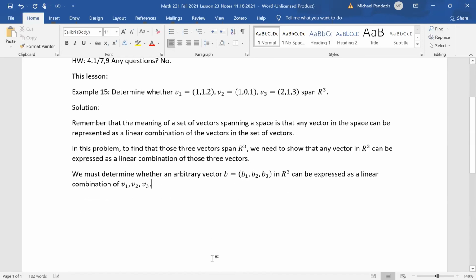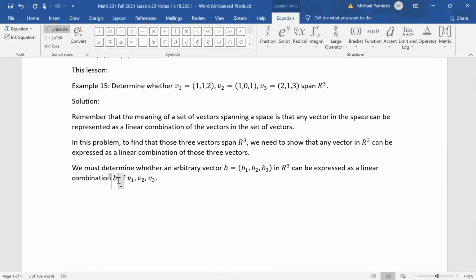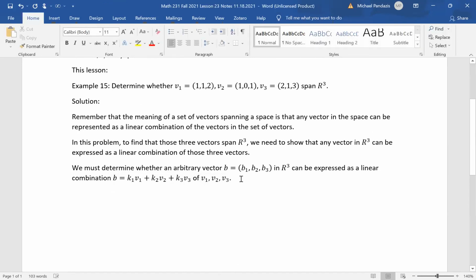Okay. So as a linear combination, B is equal to K1 B1 plus K2 B2 plus K3 B3 of V1, V2, V3. Okay, so we want to show that this equation can happen.